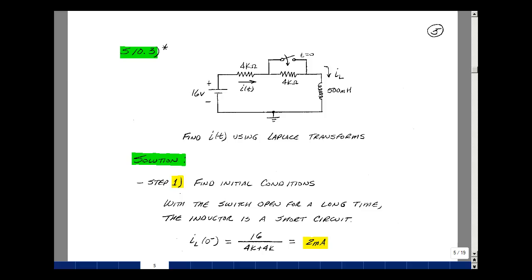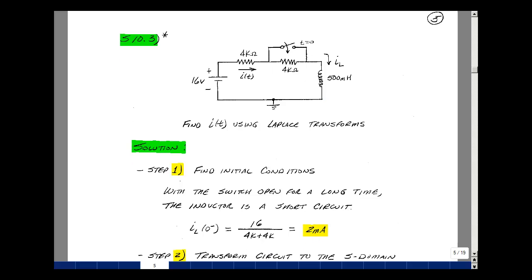The second step is to transform this into the s domain. And so the switch is going to be closed, going to short this resistor out, and then we're going to have a voltage applied to our circuit of 16 volts. That'll be our step function. And then our inductance will be replaced by sL in parallel with a current source whose value is a step of 2 milliamps. So let's take a look at that.